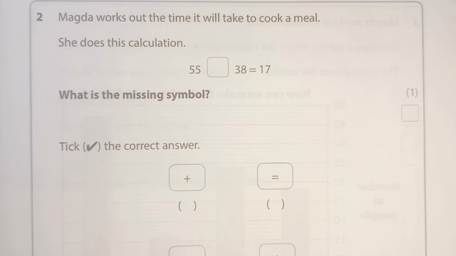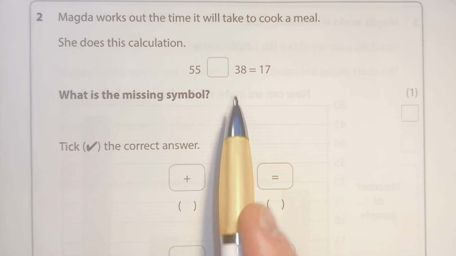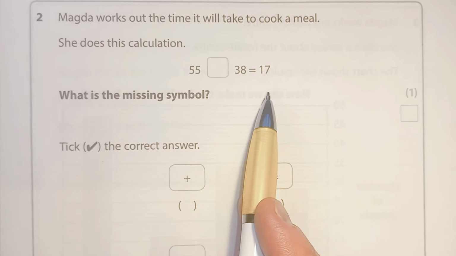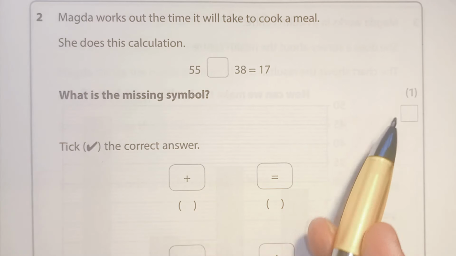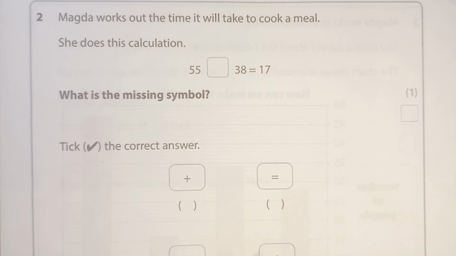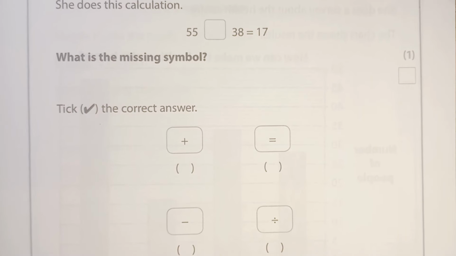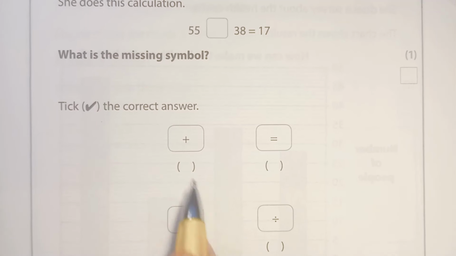Question 2. Magda works out the time it will take to cook a meal. She does this calculation. And we've got 55 something 38 equals 17. What is the missing symbol? Okay, and we've got our options here. It's either plus, equals, minus, or divide.